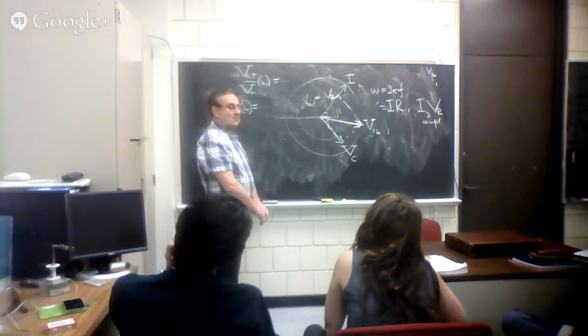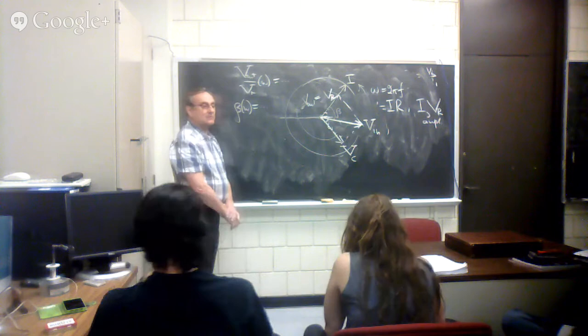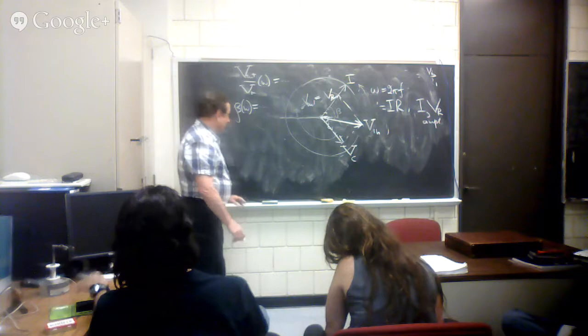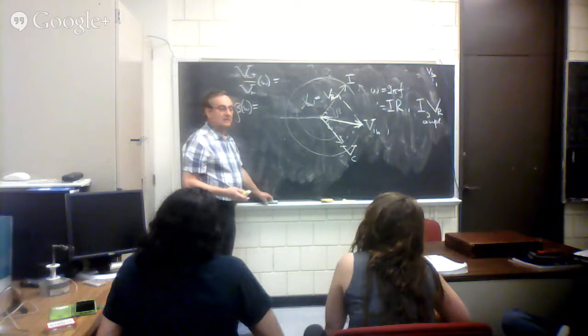Define V out over V in with respect to omega. What value? Are we just looking at the ratio of the two of them? We're looking only for the ratio, yes. Okay. That's what we call a transfer function. As a function of frequency. Right. Okay, so I think the rest is clear, so we can proceed.